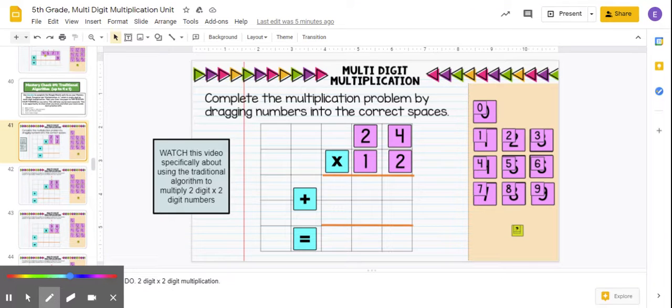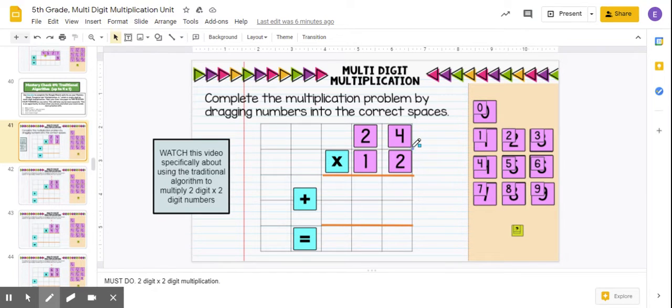We're going to be multiplying again with the traditional algorithm. This time we're going to have a two-digit number. 24 has two digits, a 2 and a 4, by another two-digit number of 12. And what's going to happen is we're going to build on what we know about multiplying with the traditional algorithm, and then we're going to take it one step further.